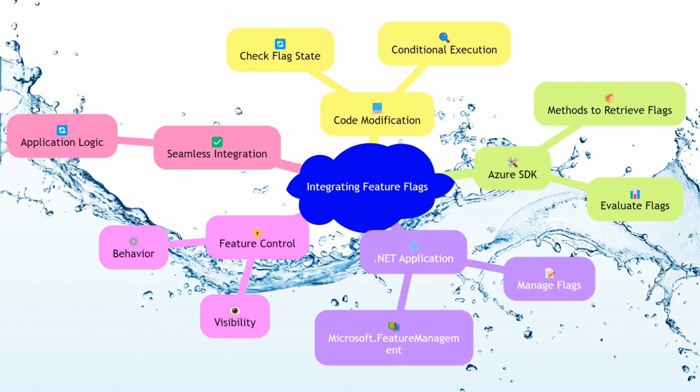Once created, the feature flag can be accessed and evaluated in your application code using the Azure SDK or REST API. Integrating feature flags into your application involves modifying your code to check the state of the feature flag before executing the corresponding feature. This can be done using the Azure SDK, which provides methods to retrieve and evaluate feature flags. For example, in a .NET application, you can use the Microsoft.FeatureManagement library to manage feature flags. By wrapping feature-specific code in conditional statements, you can control the visibility and behavior of features based on the state of the feature flag. This approach ensures that feature flags are seamlessly integrated into your application's logic.